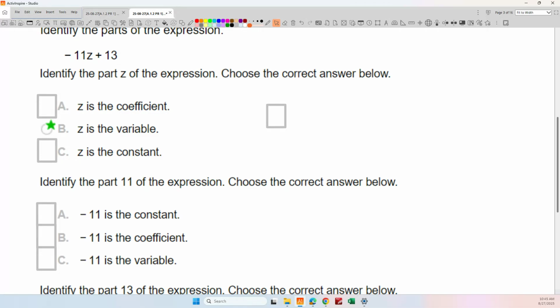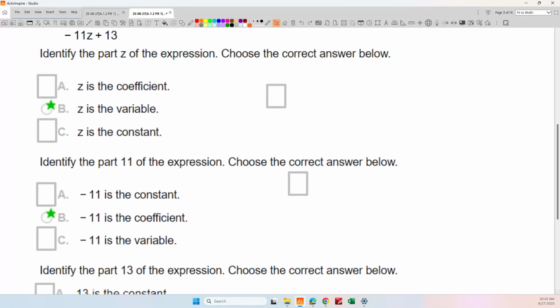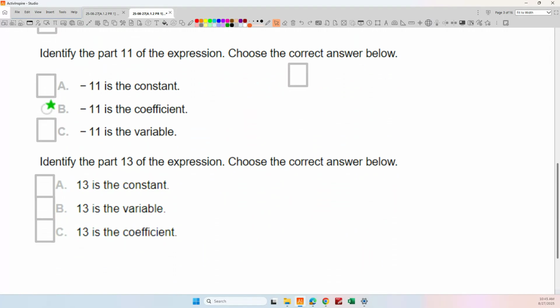How are we doing? Well, I've seen lots of 2s. I agree. It's the coefficient. It's the constant that's being multiplied by the variable. It sits in front of the variable. What's 13 then? 1 for constant, 2 for variable, 3 for coefficient. 1. It's the constant.